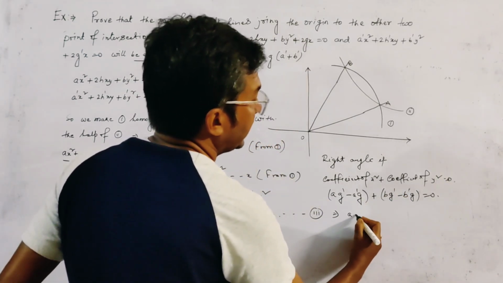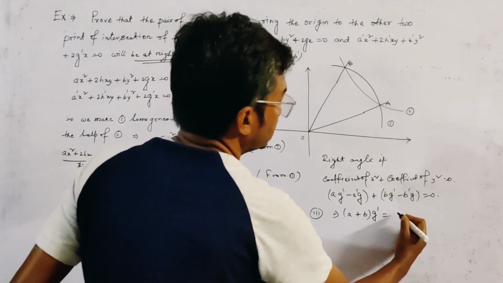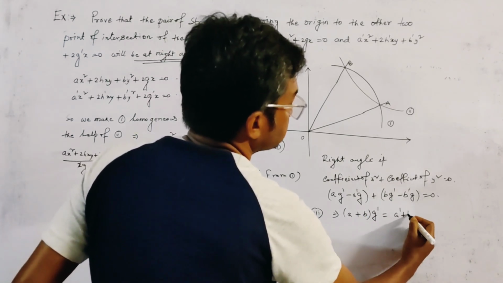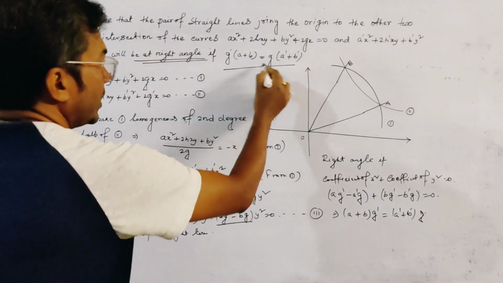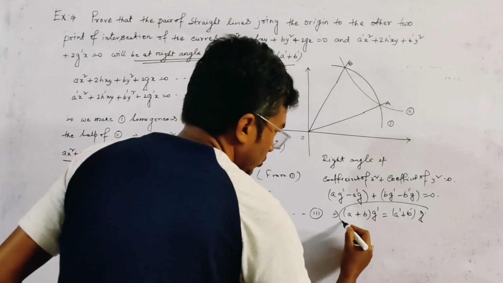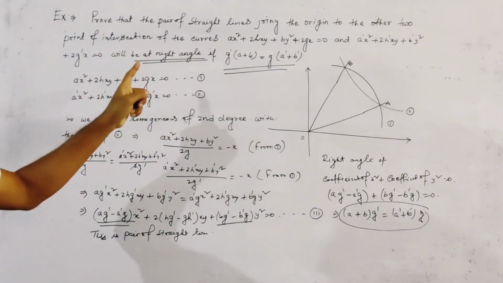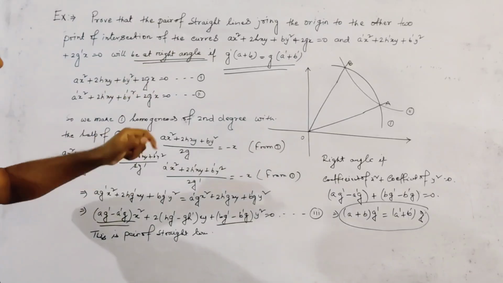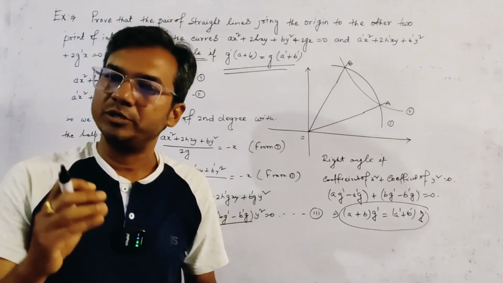So we get (a plus b) into g dash equal to (a dash plus b dash) into g, and this is our required condition. So we prove very easily the condition that this pair of straight lines is at right angle. Very easy problem of pair of straight lines.